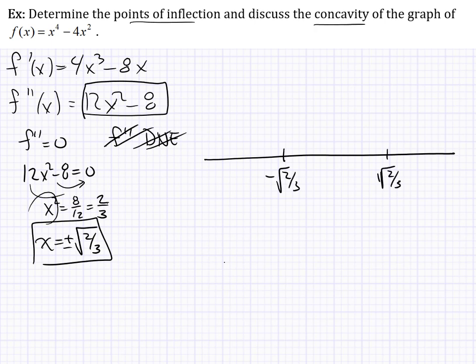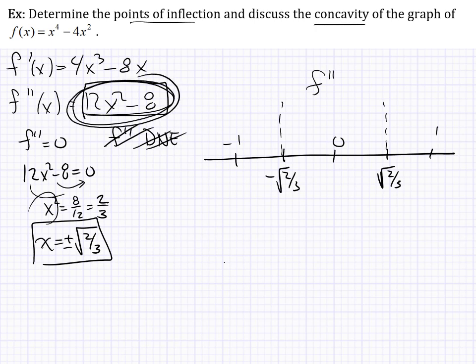Don't be thrown off of the fact that it's a square root of 2/3. It's not the nicest looking value for your second derivative equal to 0. But we are working with the second derivative. So I'll plug in -1 will be over here, 0's in the middle, 1's over here. I'm plugging these all into the second derivative, which is here.